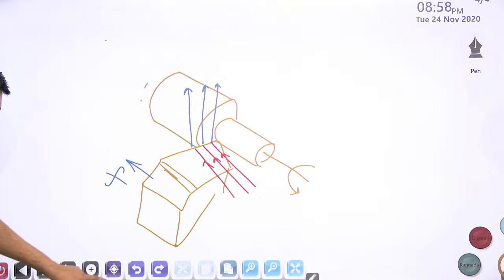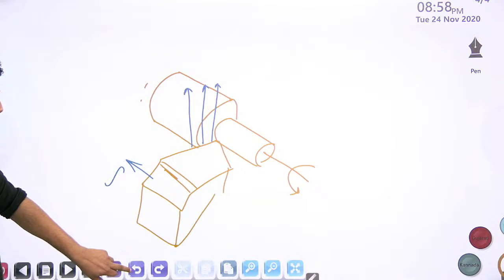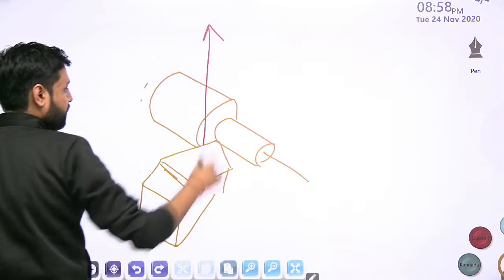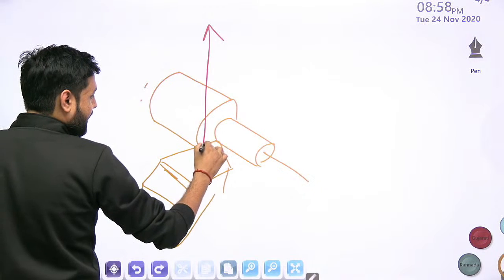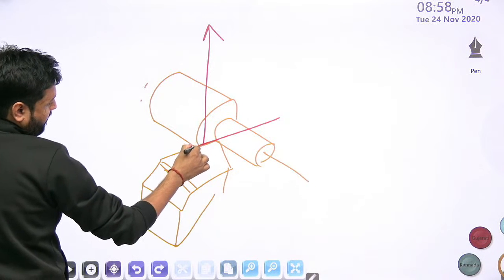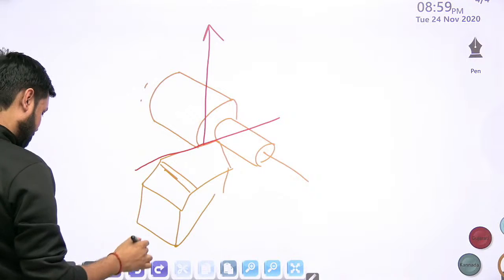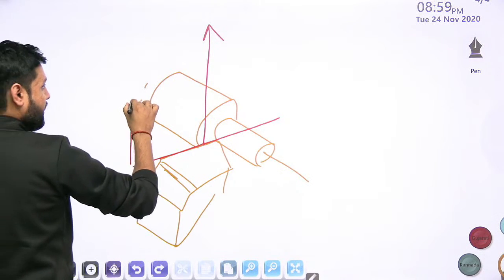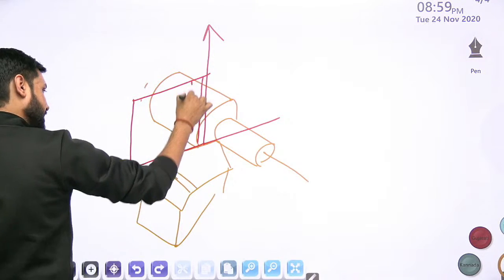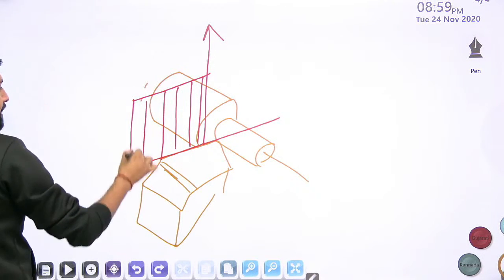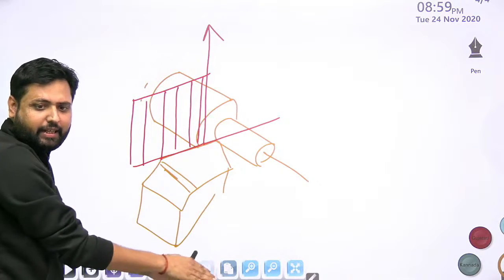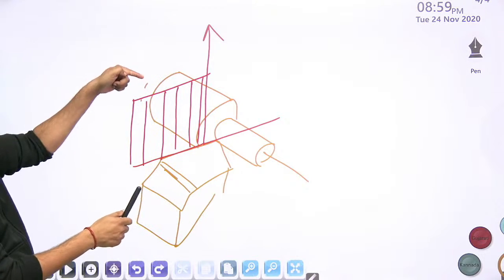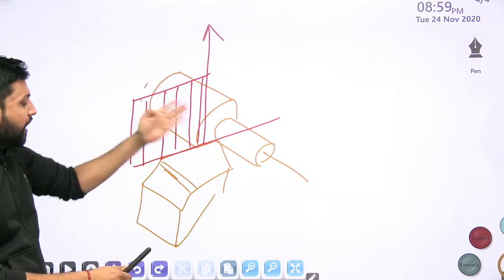Now listen to me. These forces are appearing in which planes? In these planes. I will show you. These are the planes in which these forces are appearing. Look at this. This is one of the planes in which the cutting force is appearing. The workpiece is rotating, so it is forcing the cutting edge downwards. So the cutting edge is forcing the workpiece in the upward direction. That is the cutting force which is appearing in this plane, which is exactly along the cutting edge.